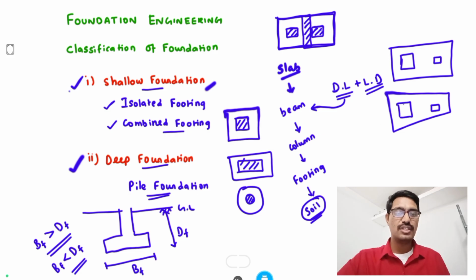So these are all the columns. The big column is provided for the heavy load, and this column has a small load, so a small column is provided.